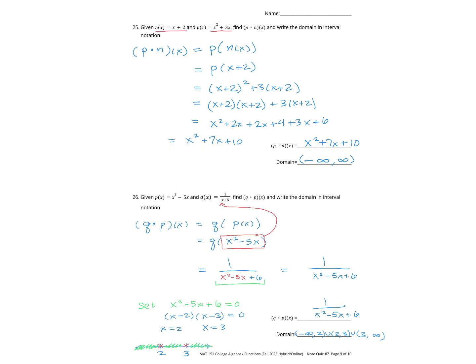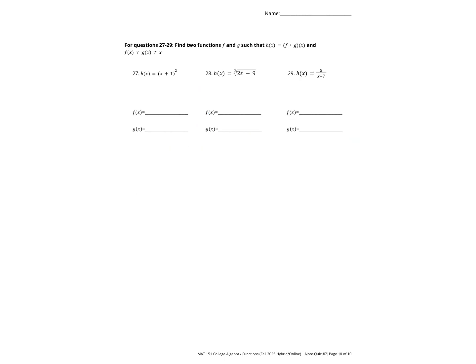All right, now let's move on to the final page of this note quiz. And that final page has us working backwards. We're trying to take a resulting composition and find out the two ingredients that were put together to create it. Now what you want to do here is first realize that answers aren't unique. There's different ways to do these. But for us, we're going to try to make it as simple as possible.